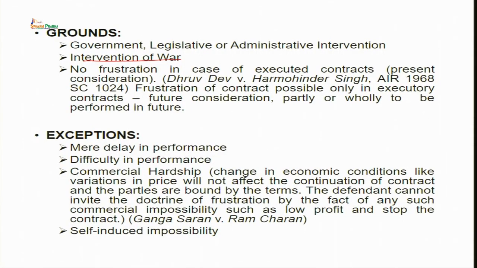Intervention of war, then no frustration in case of executed contracts. This is something which you need to understand: frustration of contract is possible only in executory contracts, that is, wherein future consideration is there. It is not possible in those contracts wherein present consideration is involved, because impossibility of performance means we had entered into a contract, but before the due date of performance it has become impossible to be performed.